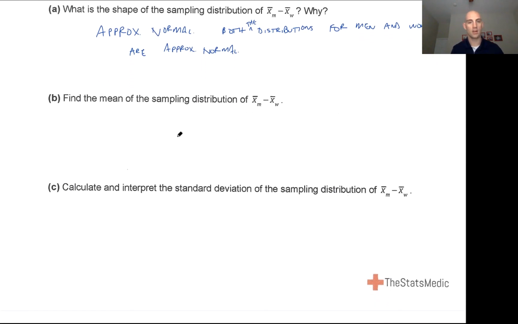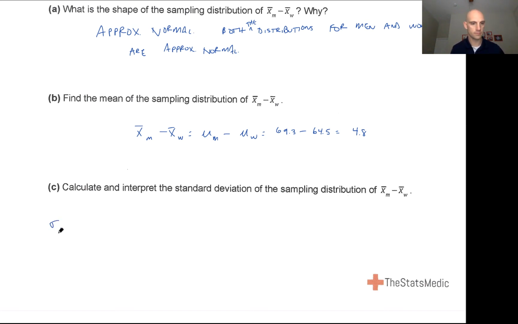Let's find the mean. Well, our mean of x bar sub m minus x bar sub w is equal to the difference in the means, which is equal to 69.3 minus 64.5, which is equal to 4.8. So the mean of the sampling distribution should be 4.8. Calculate and interpret the standard deviation.